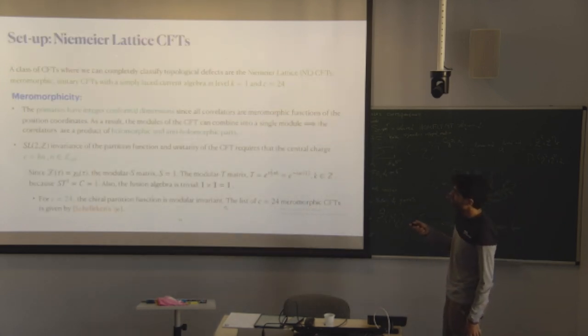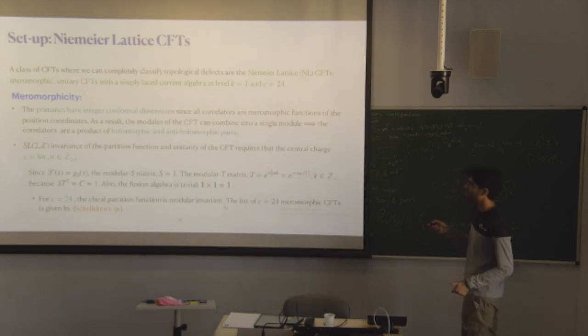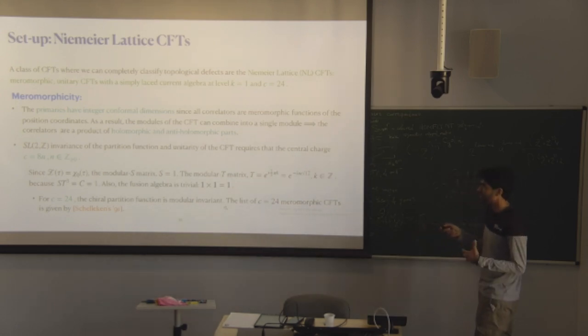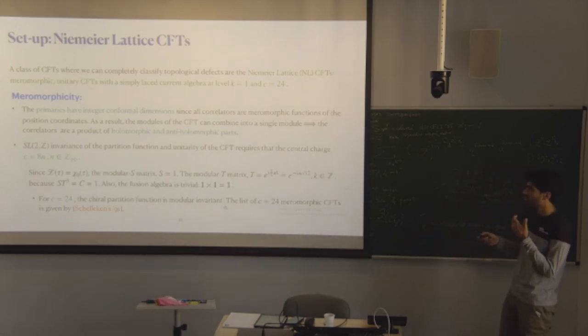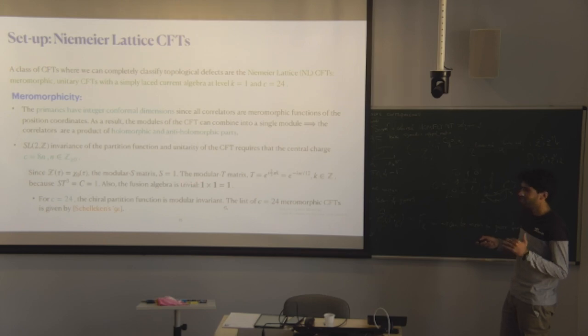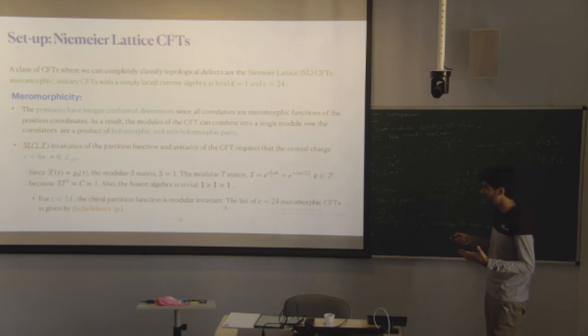So in our setup, we look at Niemeier lattice CFTs, which are CFTs corresponding to a simply laced current algebra at level 1 and central charge 24. And these CFTs are meromorphic CFTs, which means that the correlators are all meromorphic functions of the coordinates z, and these can be decomposed into a holomorphic piece and an anti-holomorphic piece, so functions of z and z bar. Okay. And this can only be done when the central charge is an integer multiple of 8. So 24 is special because at c equals 24, you get an exactly modular invariant chiral factor.